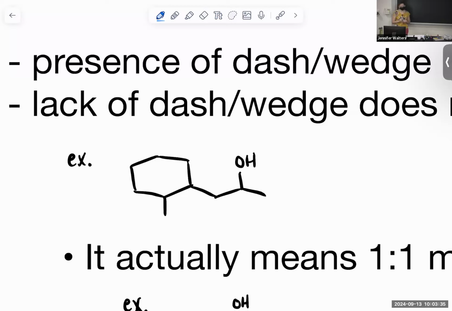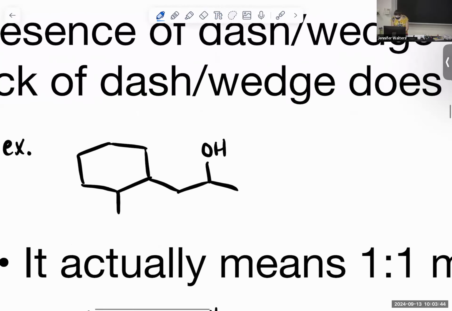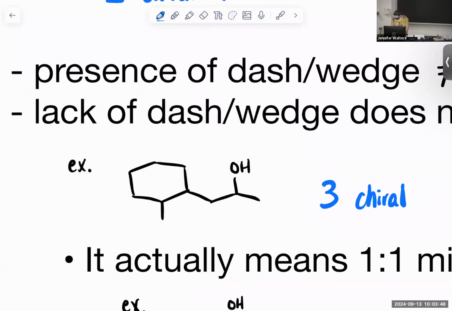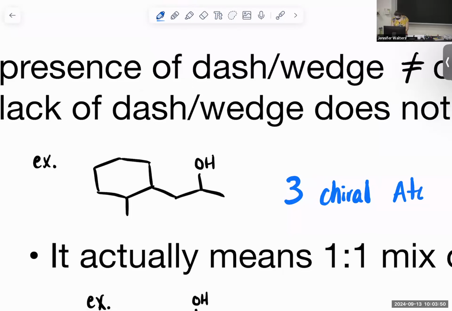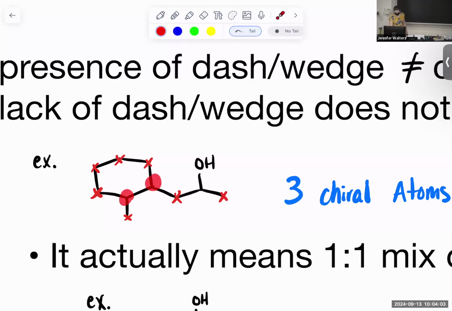More than 2. Three. So we again can cross out all of our CH2s, that CH3, so that now we're like, all right, cool, these are the only 3 that I need to inspect.